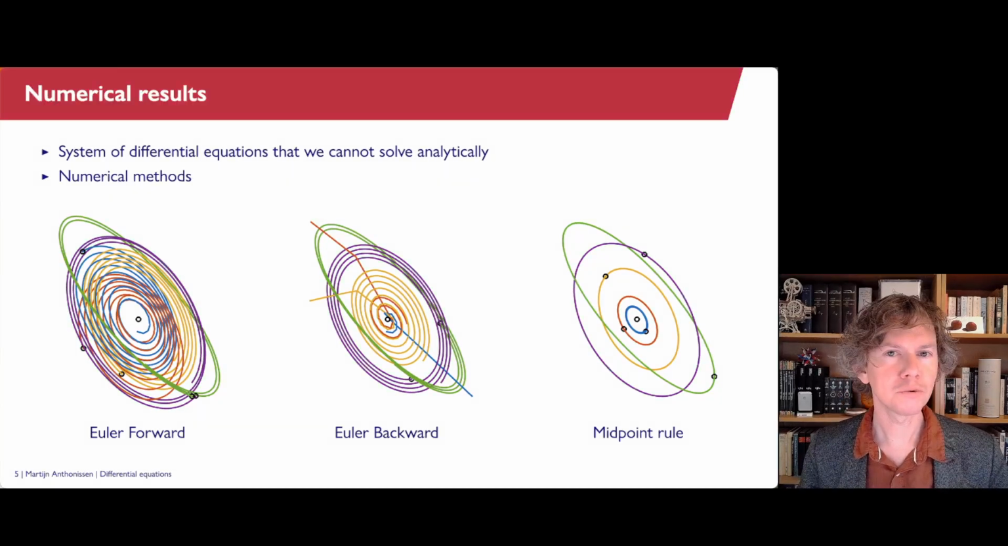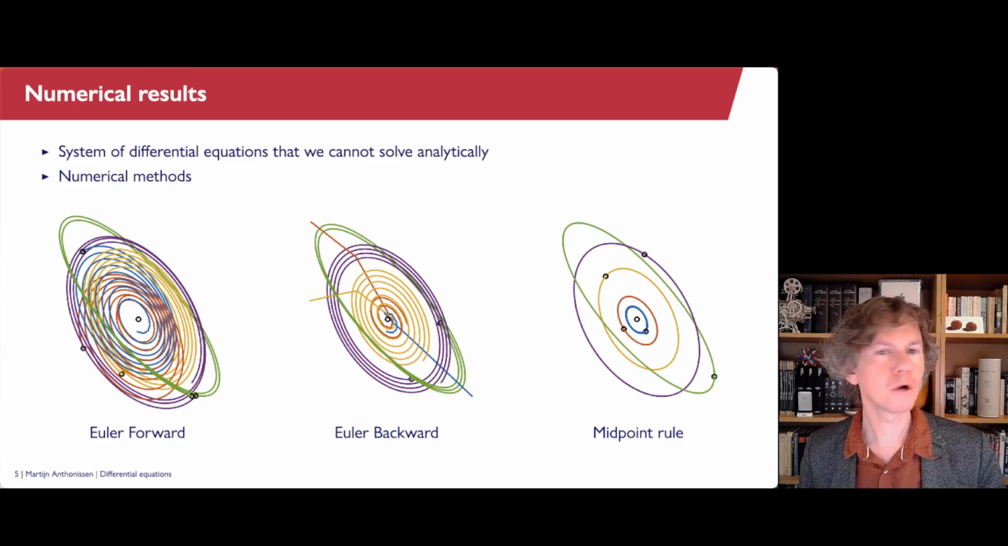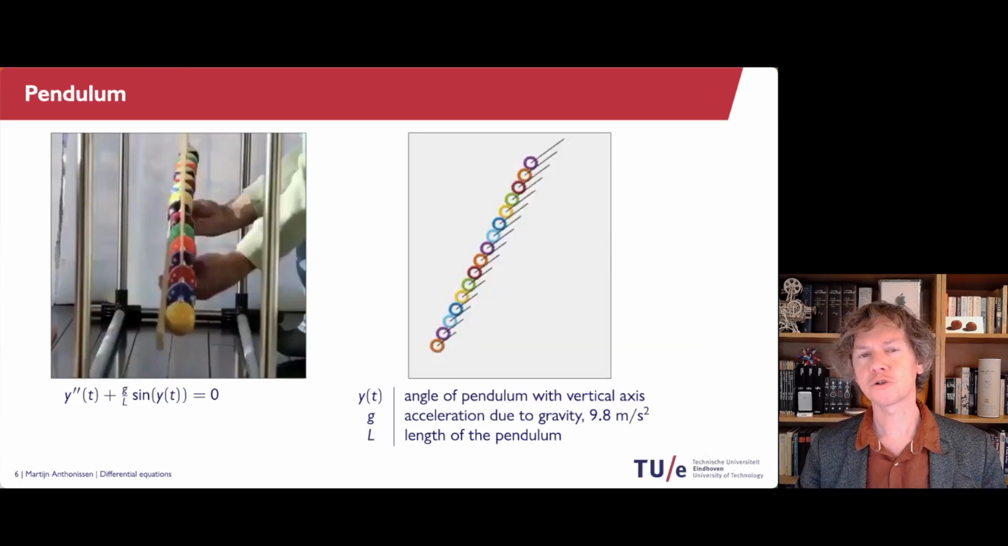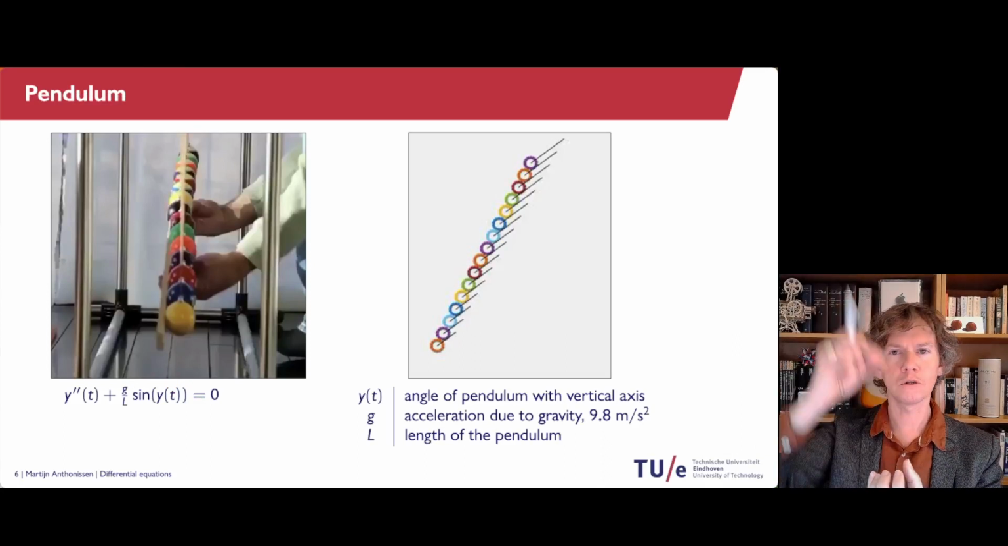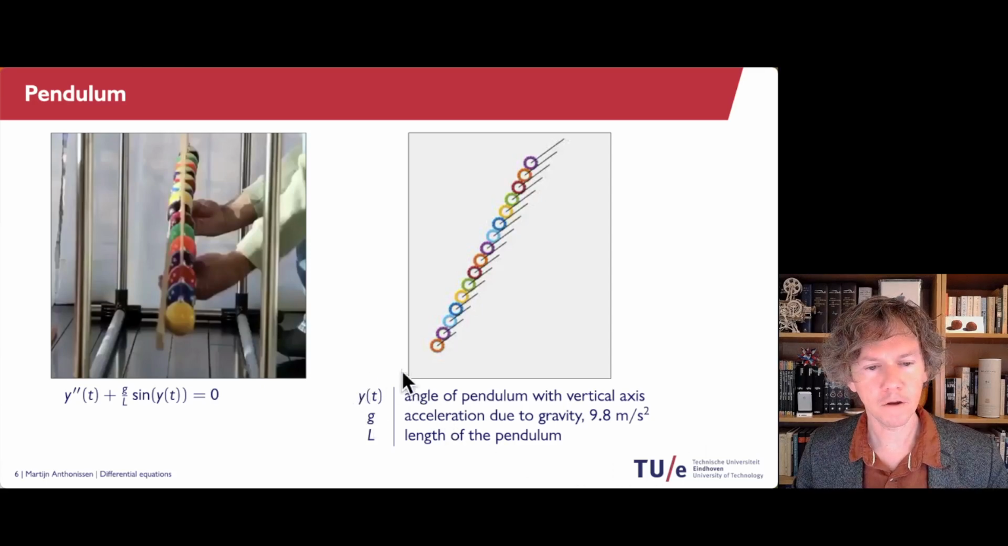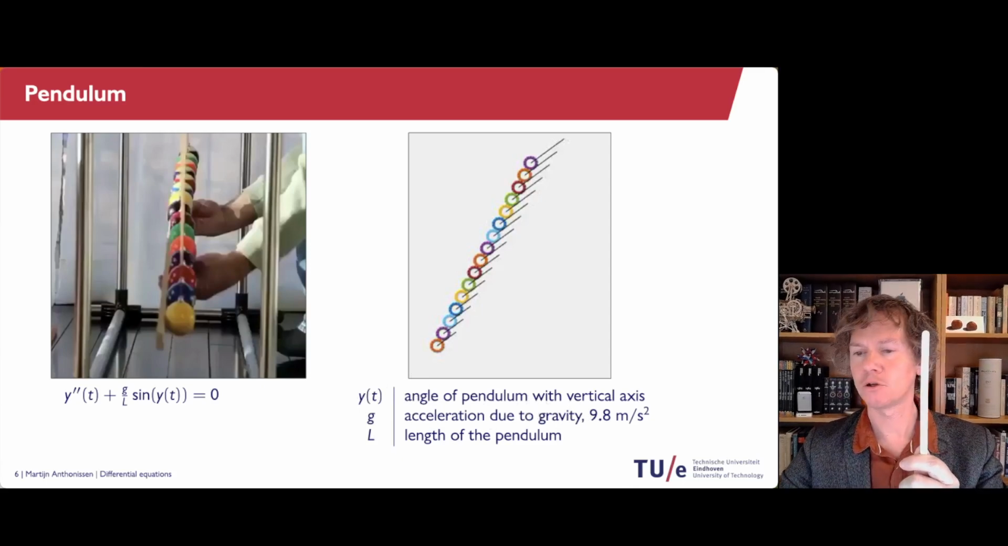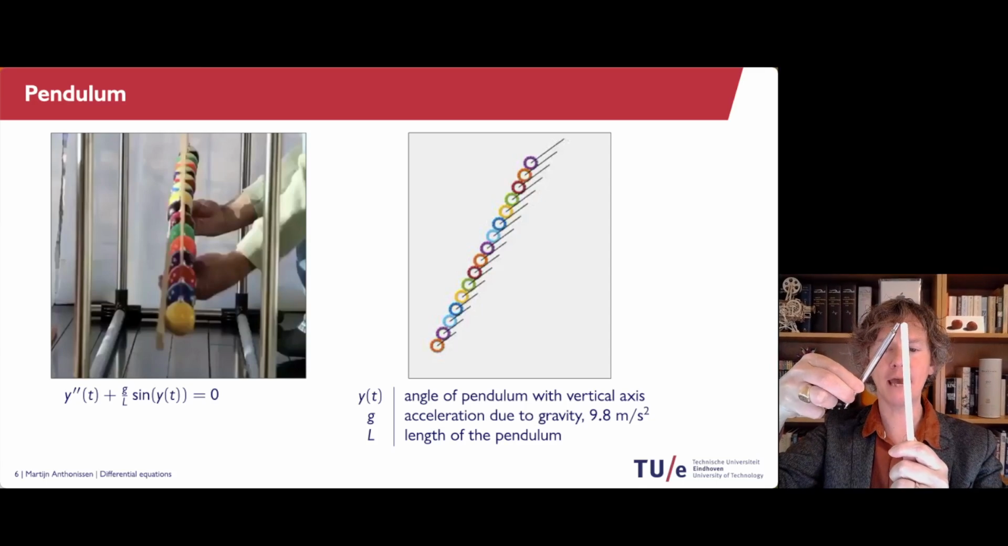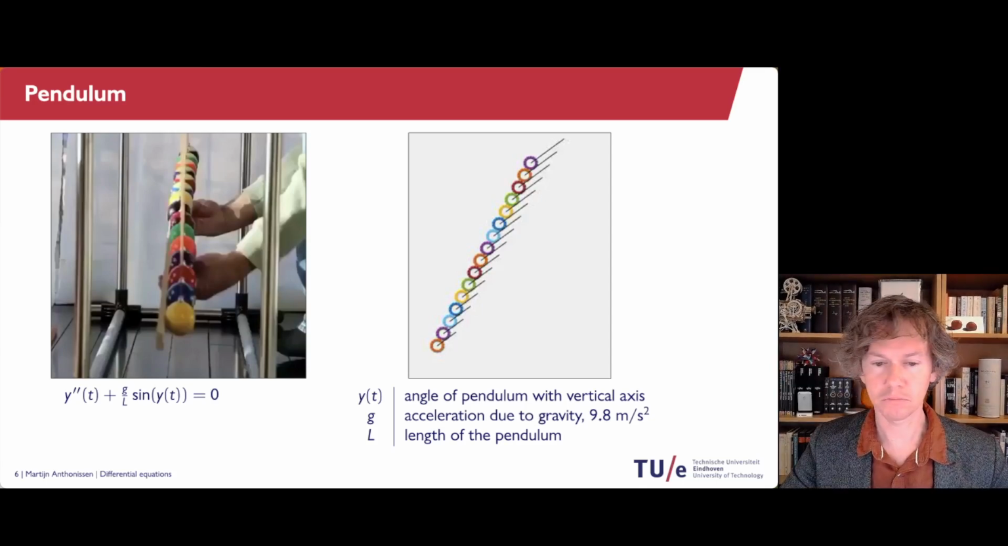Before we try to solve differential equations, I would like to show you one more example, which is the pendulum. A pendulum is just some mass hanging from a rod or a rope, and you move it and then it starts swinging like this. You can also describe this with a differential equation. If we call y(t) the angle of the pendulum with the vertical axis, so the angle between the vertical axis and the pendulum, in radians.